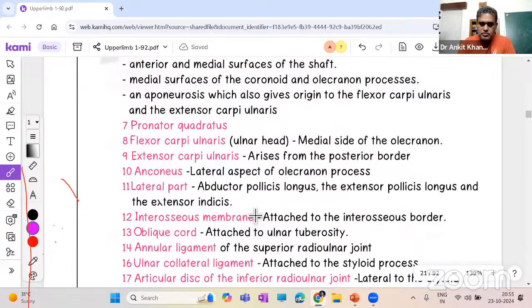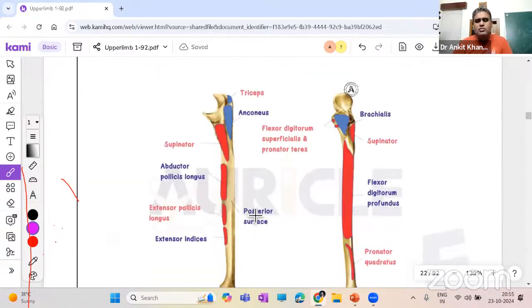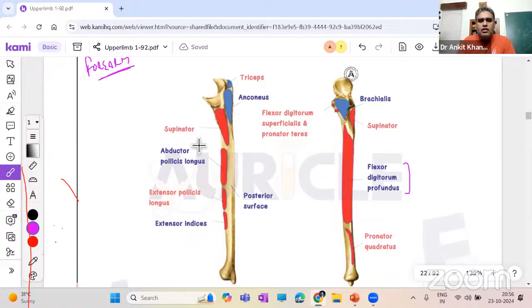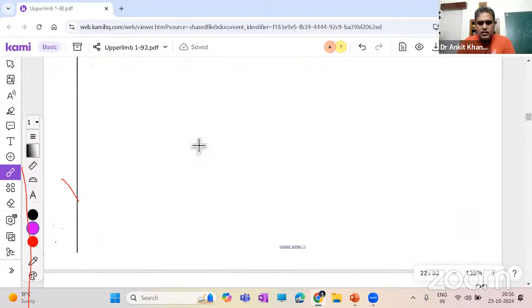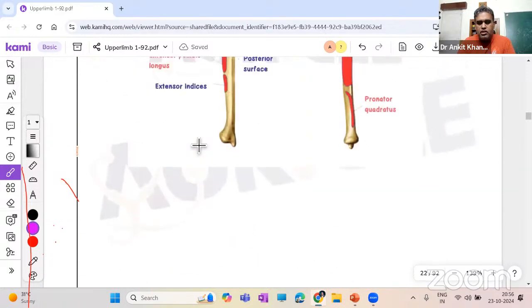Attachments again. For attachments, don't worry too much. Look at the diagram 2-3 times and then try to read about the individual muscles. Therefore, I'm not discussing in detail about the muscles. If I tell you the names of the muscles right now, and you read the details, you will forget it. So just read the names first of all, and then as the forearm gross anatomy comes, all the muscles will come in detail. Okay, so here are all the muscles, and this was about the ulna.